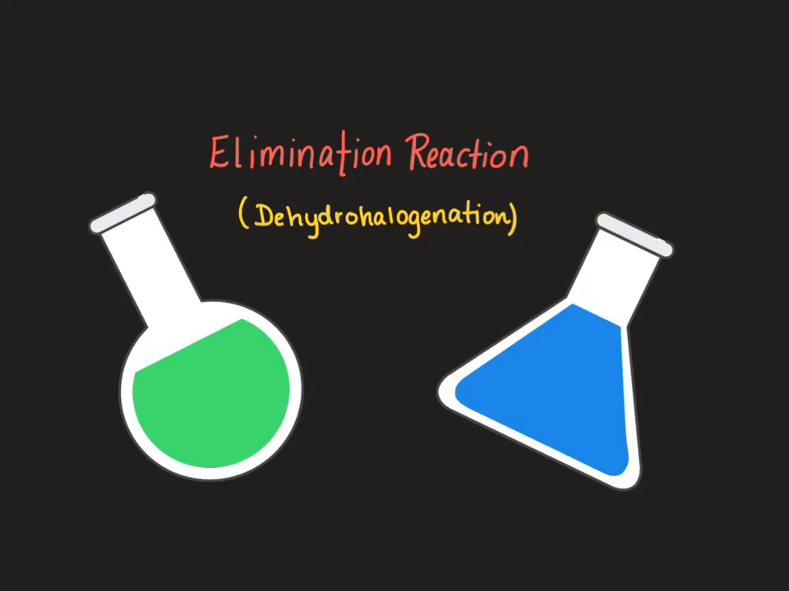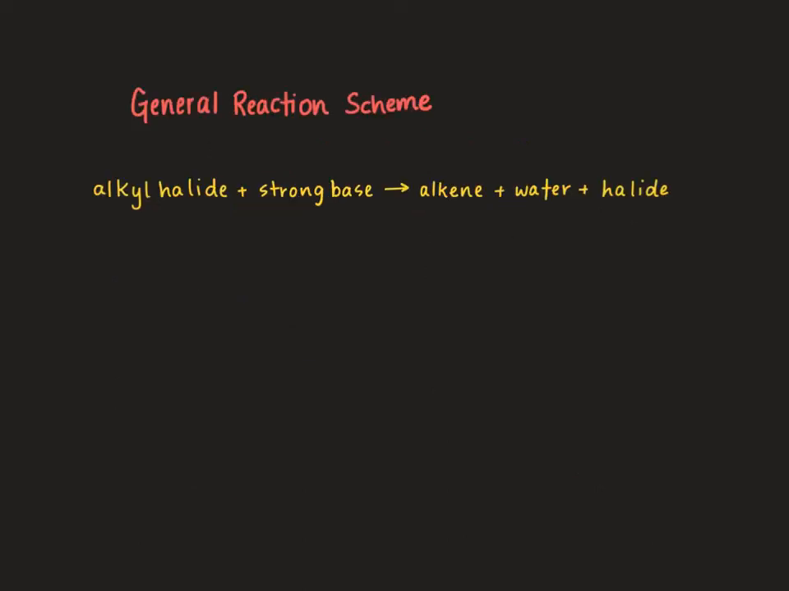In this video, we're going to be looking at elimination reactions, specifically dehydrohalogenation, which is just a fancy word for saying the removal of hydrogen and a halogen. So I've written here the general reaction scheme, and so we're going to start with an alkyl halide, and we're going to add a strong base.